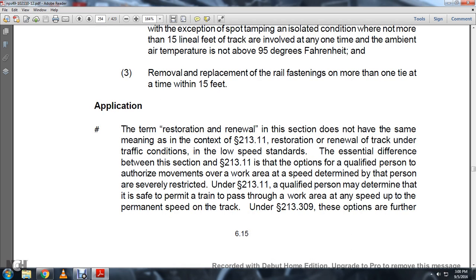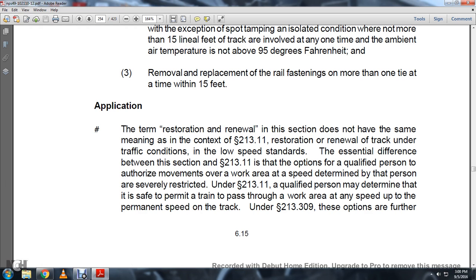Application of the term restoration and renewal in this section does not have the same meaning as in the context of section 213.111, restoration and renewal of track under traffic conditions and the low speed standards. The essential difference between section 213.11 and this section is that the option of the qualified person to authorize movements over the work area, with the speed determined by the person, is severely restricted. Under section 213.11, the qualified person may determine the safe speed for trains to pass through the work area, at any speed up to the speed permitted on the track.